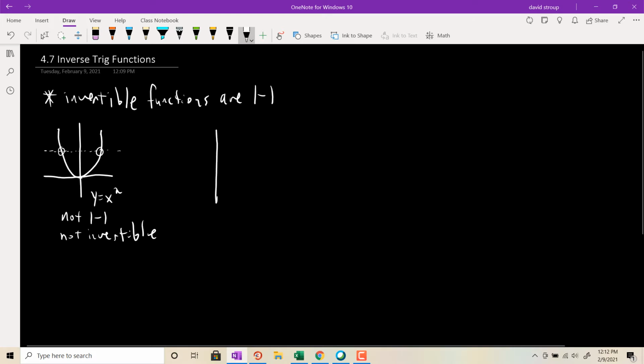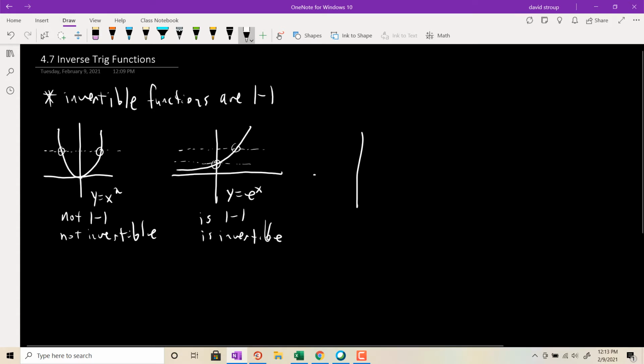Okay. So what kind of objects have we dealt with that are one-to-one? Well, the exponential function y equals e to the x. Any horizontal line you draw is only going to hit the graph in one place. So this is one-to-one, and it is invertible. And if you took pre-calculus, you know what its inverse is. It's just the natural log of x.